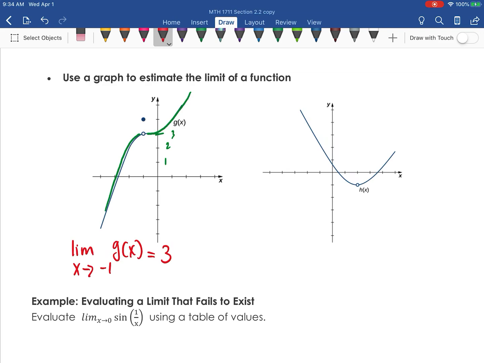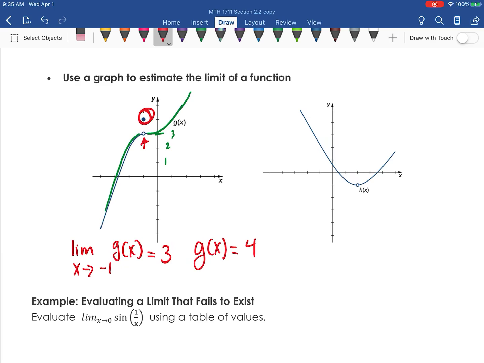equal to 3. Now the actual value of the function, if we look at this, g of x is actually equal to 4, because this is the value of the function. This point right here is open, meaning it's all the points leading up to that, but that point at x equals -1 and y equals 3 doesn't exist. At that point, the value of the function hops up to 4.